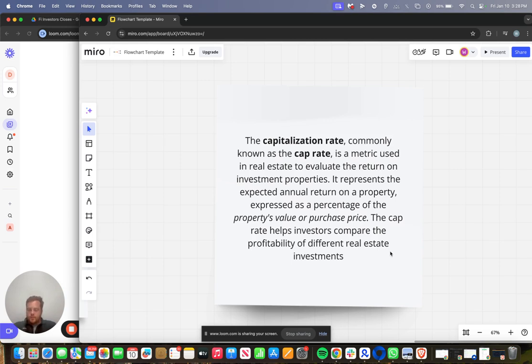What you don't want to do is buy a deal at a 2 cap and then sell it at a 5 cap. You would most definitely be losing money in that scenario.